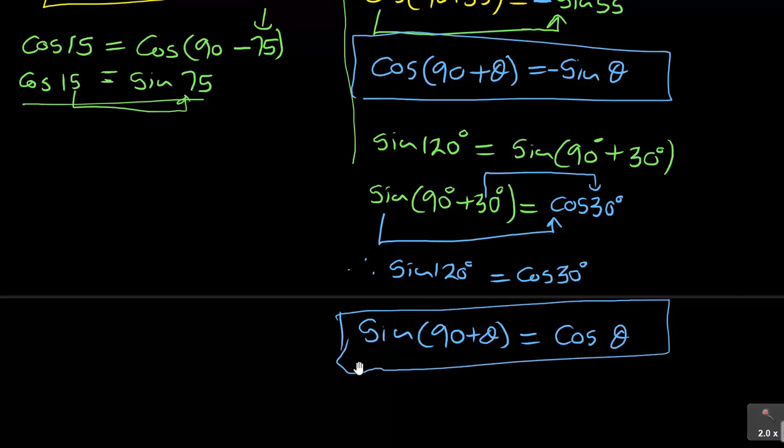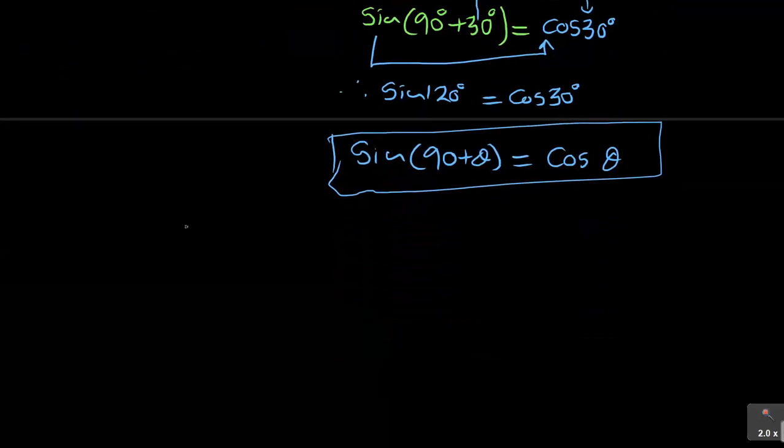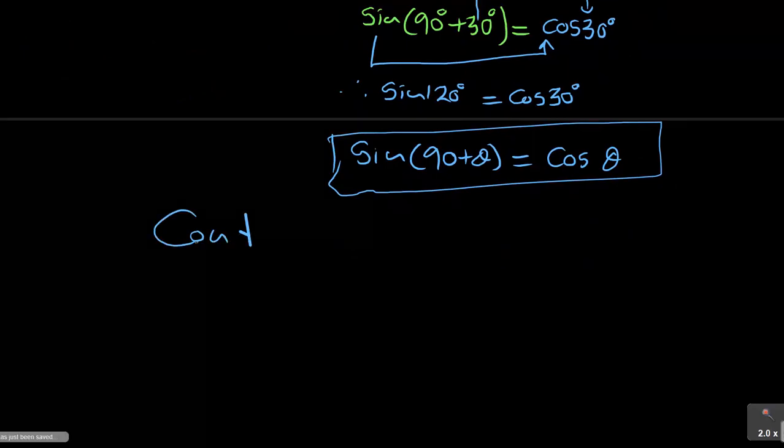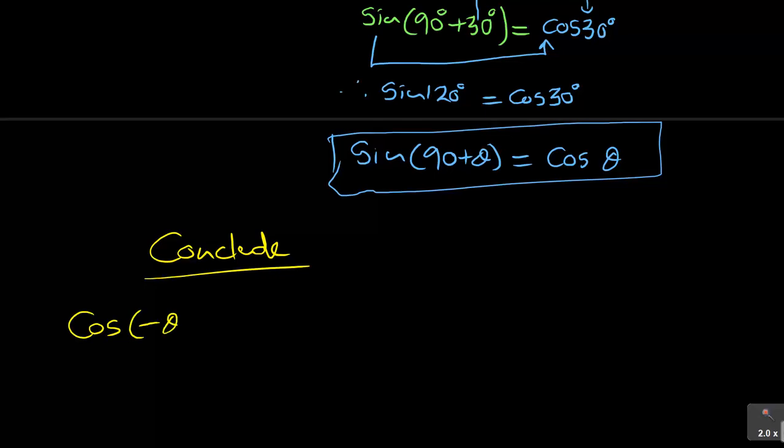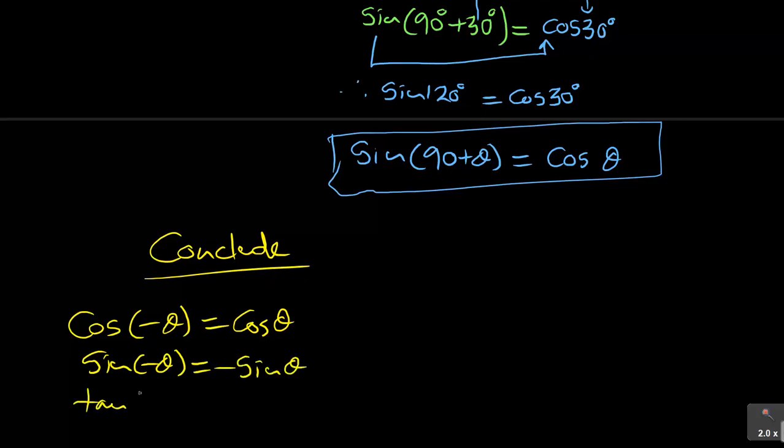So now, what do we have in conclusion? We can conclude a few things. Cos of minus theta is in the fourth quadrant, so it's cos theta. Sine of minus theta is in the fourth quadrant, negative sine theta. And tan of minus theta is also in the fourth quadrant, negative tan theta.